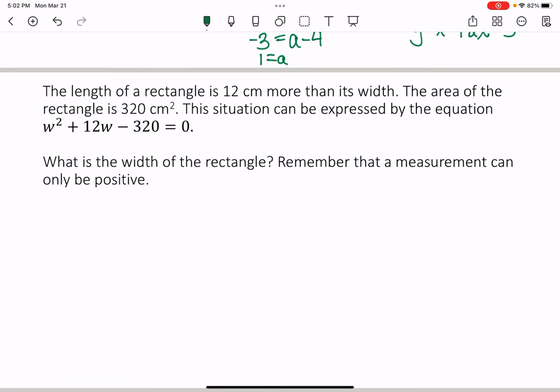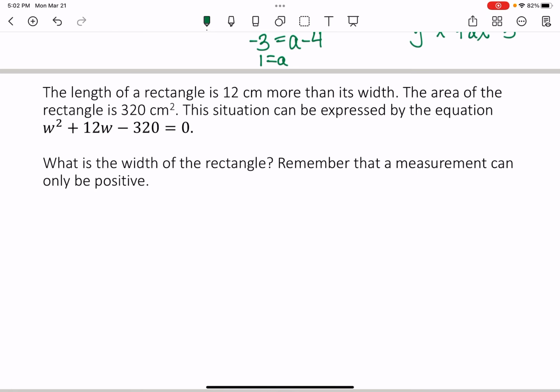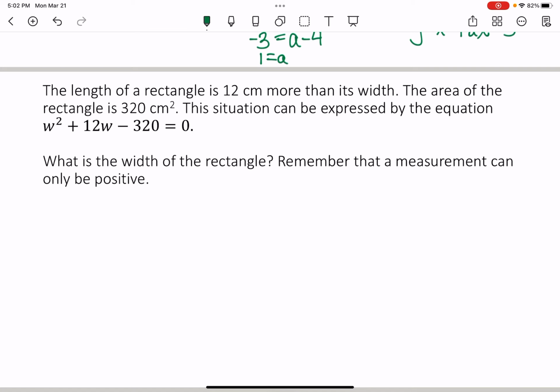Okay, so here it tells me that the length of a rectangle is 12 centimeters more than its width. So I need to take that and write an algebra expression for that. So the length is 12 more than, which is plus, so 12 plus the width.